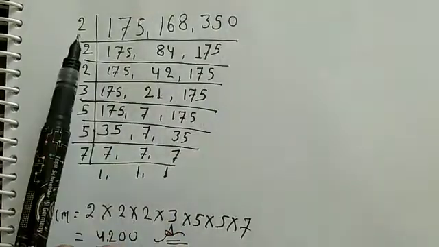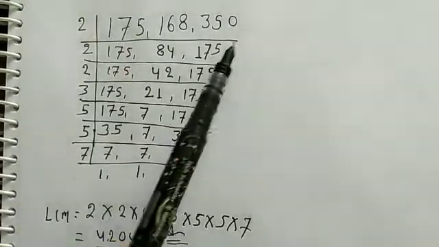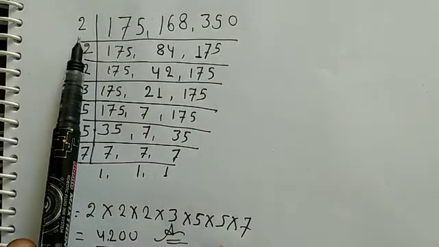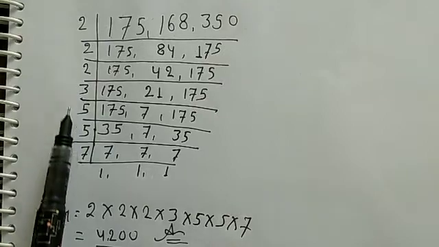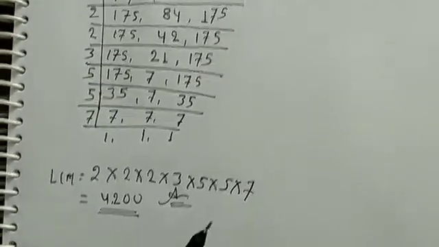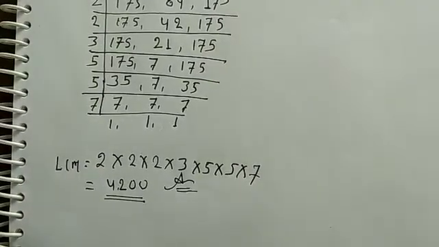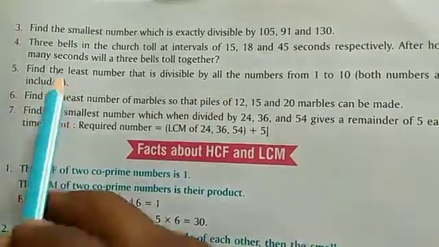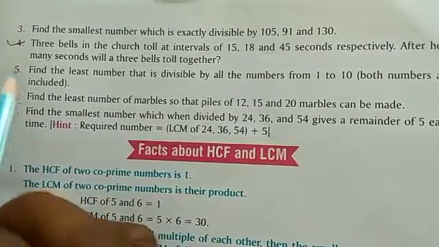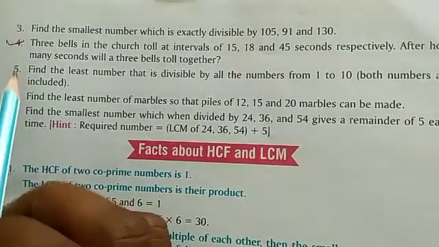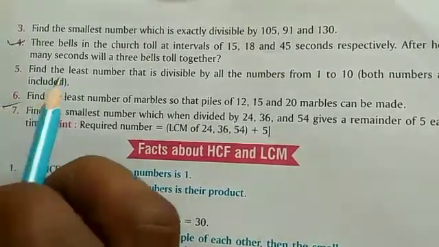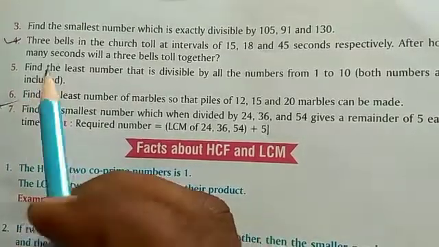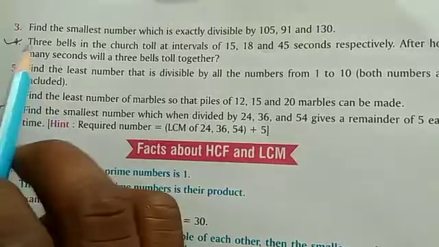Simply use common division. We have to divide all the numbers commonly. First of all divide by the smallest prime number, then the greater, and greater. Question number 3, question number 4. The remaining questions, 3, 5 and 6, you will solve yourself. In these questions you have to find simply HCF or LCM. LCM will be there.